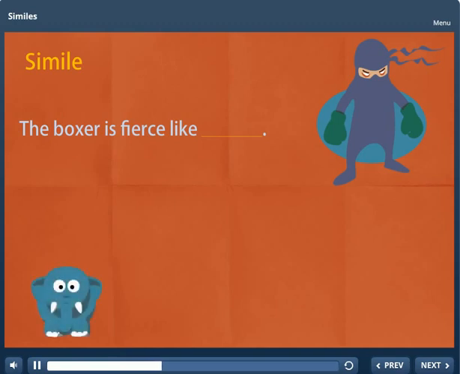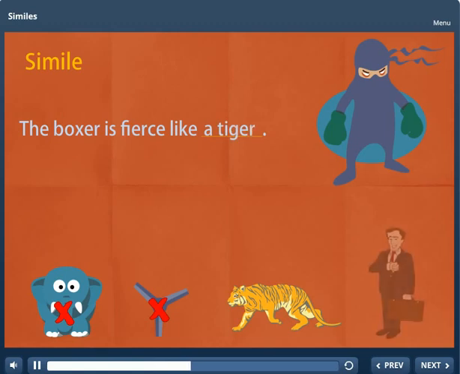Are elephants fierce? No. Are fans fierce? No. Are tigers fierce? Yes. Are businessmen fierce? Not really. No. In this example, we had both an adjective, fierce, and a noun, tiger. However, with the comparing word like, we don't usually use an adjective. Let's look at some examples.